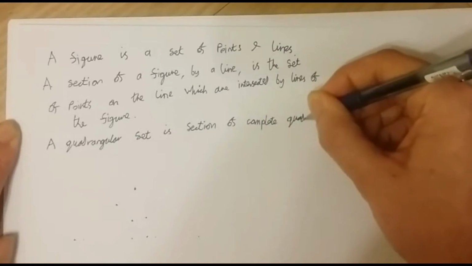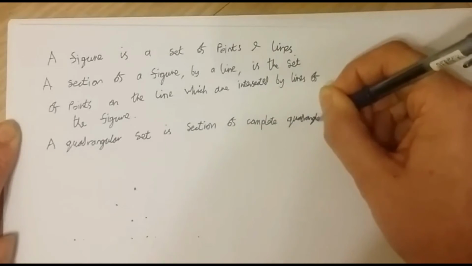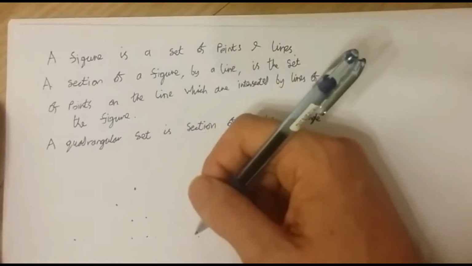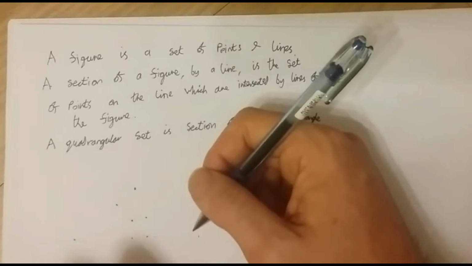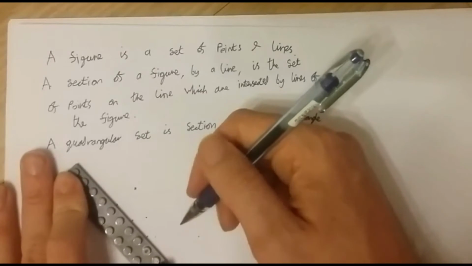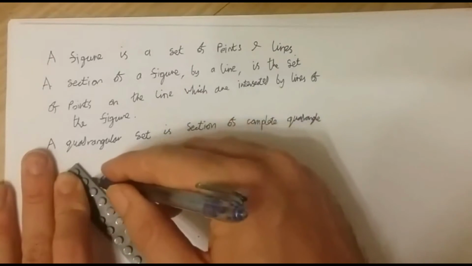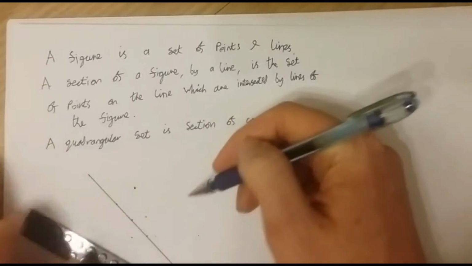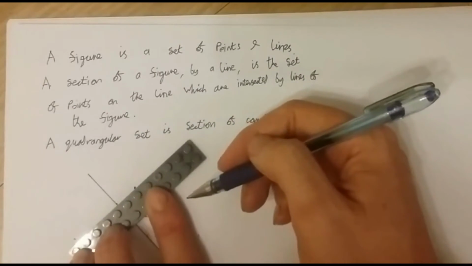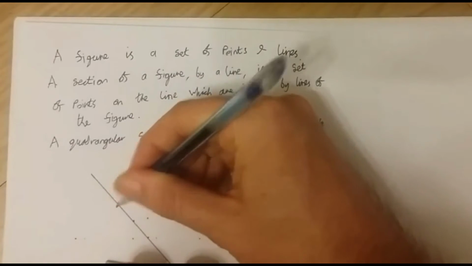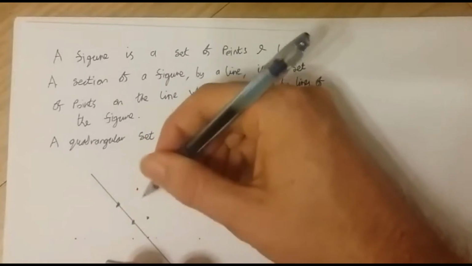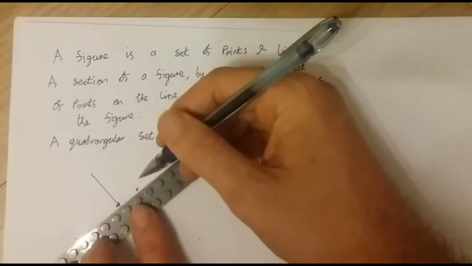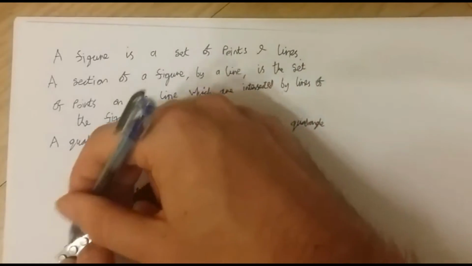A complete quadrangle is where you have 4 points and you draw all the possible 6 lines between those points. So I'm talking about these 4 points here for this example, and I shall draw all the lines in between them.